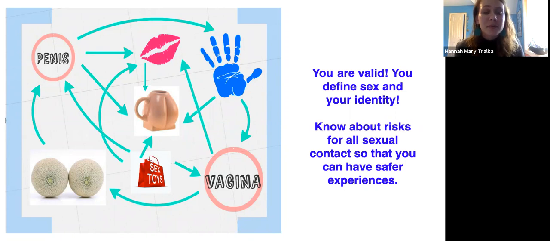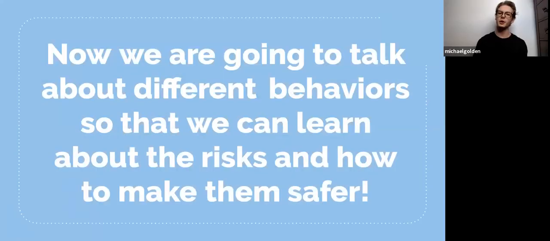That's basically what we're going to be talking about after this: how you can have a safer experience during sex or any type of sexual contact, no matter how you define it and no matter what you're doing. All right, so as Hannah mentioned, we're going to be talking about the different behaviors that sex can have, the different types of sex, the risks in those types of sex, and how to make them safer.